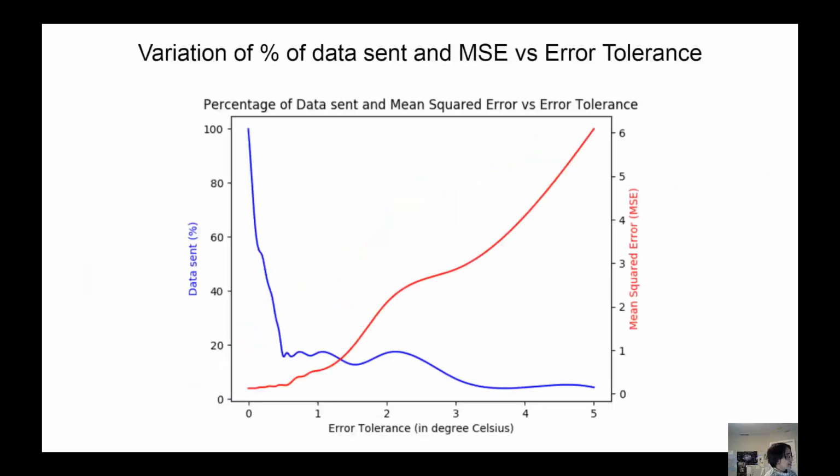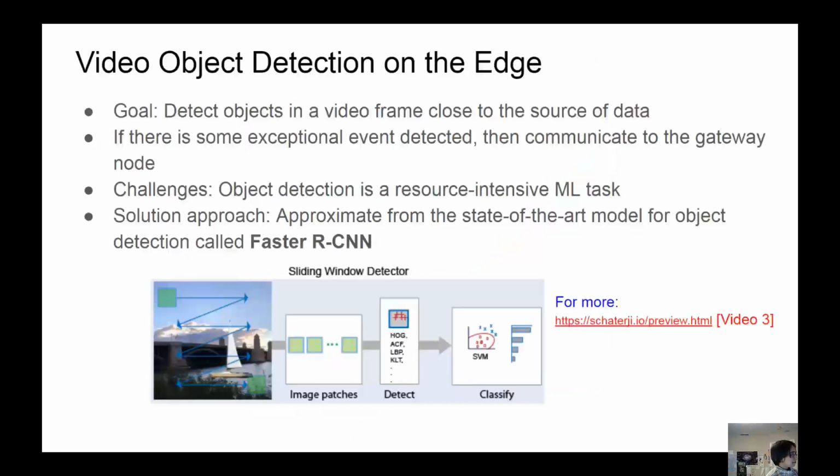Now, here what you see is a snapshot of the data sent. On the y-axis, there is a second y-axis that gives you the mean squared error, and on the x-axis, you have the error tolerance. So we see that as the error tolerance is increasing, the mean squared error of the model is increasing, but the data sent from the sensor to the server is decreasing.